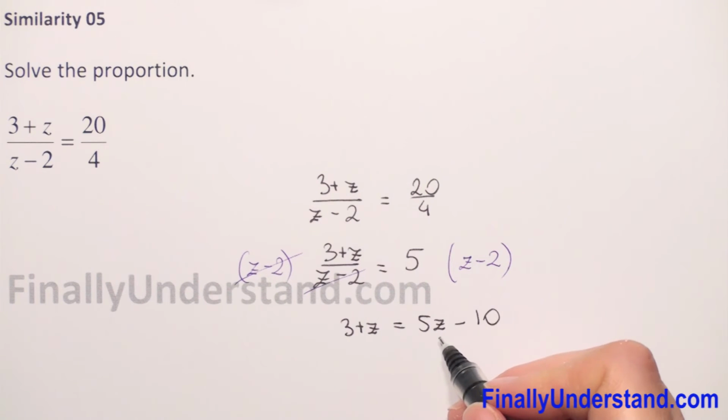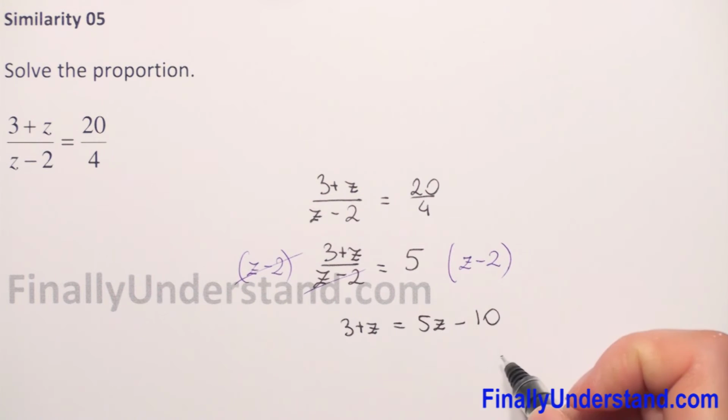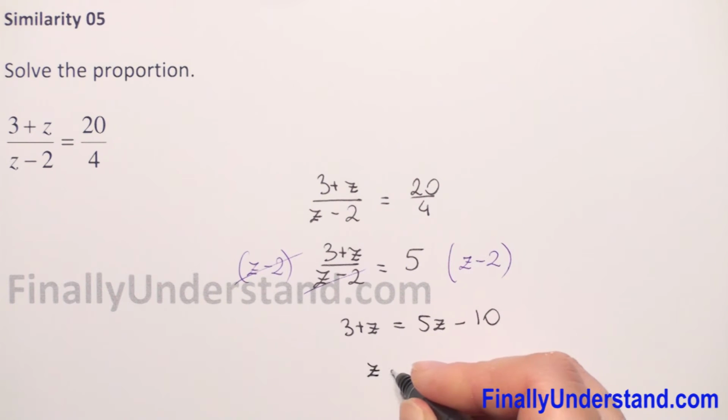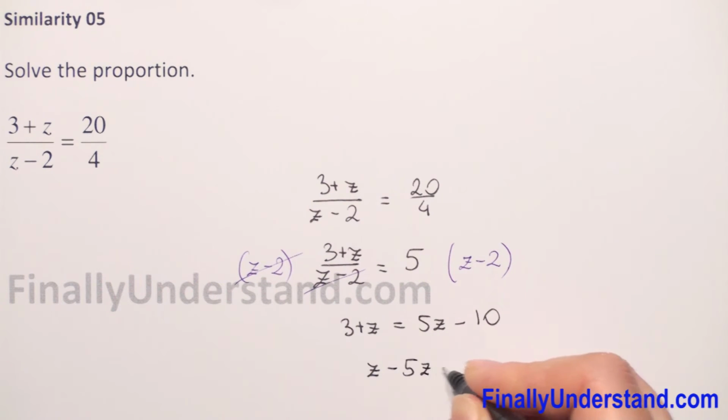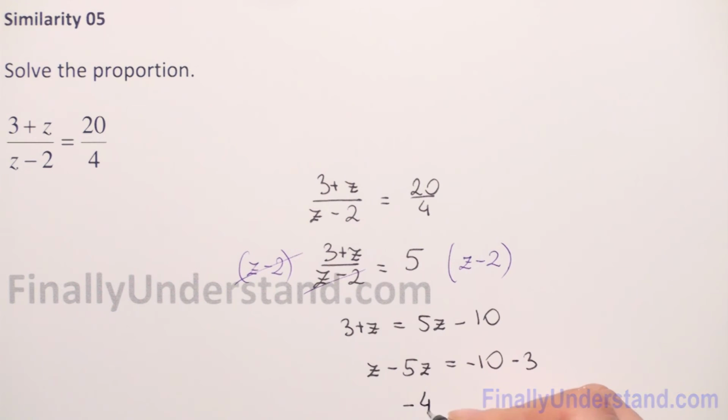Now I will move 5z to the left side and 3 to the right. So we have z - 5z. This is equal to negative 10, and 3 moves to the right, so it will be negative 3. Negative z minus 5z, so this is negative 4z. This is equal to negative 10 minus 3, so this is negative 13.